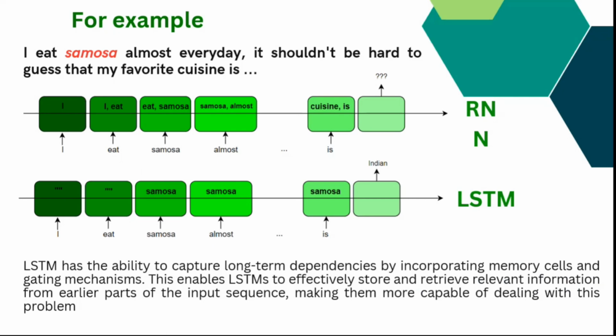A samosa on phone every day. It shouldn't be hard to get that. My favorite cuisine is... And we can easily infer here that the comment is about Indian cuisine. But for the RNN model, it is highly likely that it will not be able to predict this correctly due to the word samosa at the beginning of a sentence.